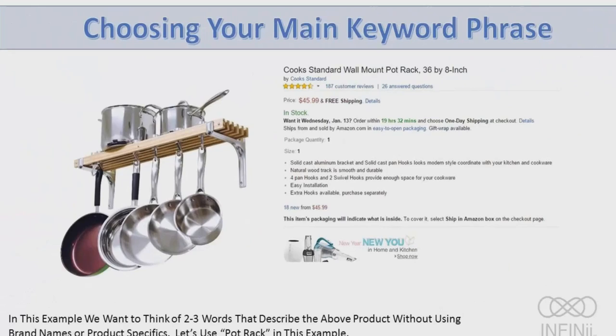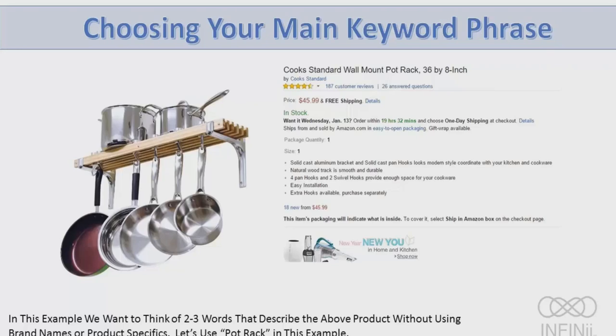As you can see here, we have our example product. We are now going to choose a main keyword phrase to use throughout this training in several different areas, including the title, description, and images. So how do we choose a main keyword phrase? The answer is so simple it will surprise you. Imagine you are a customer and you want to find this product. What words would you type into Google?